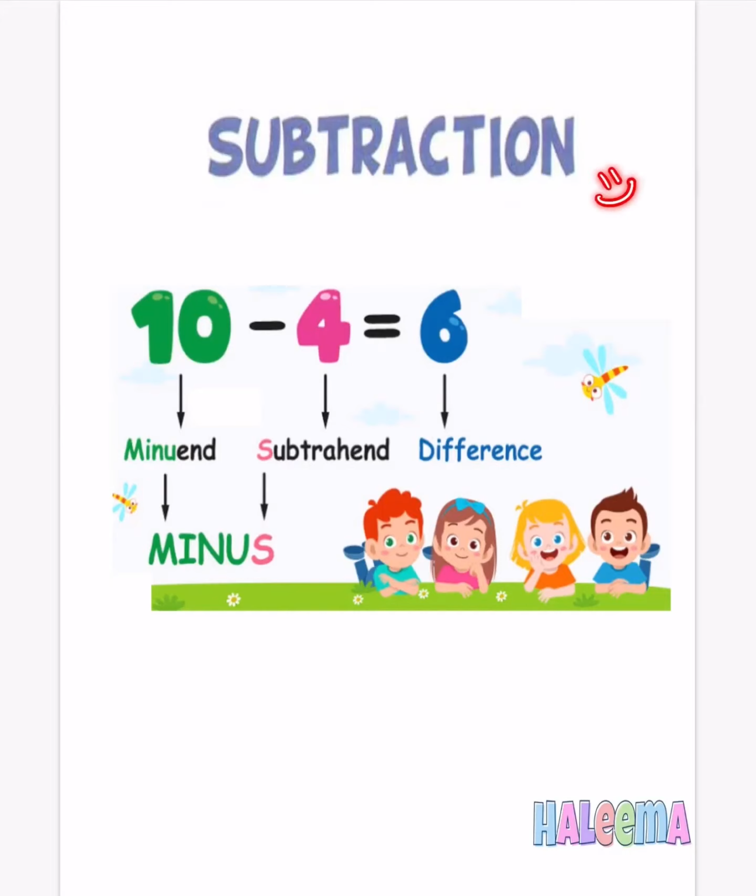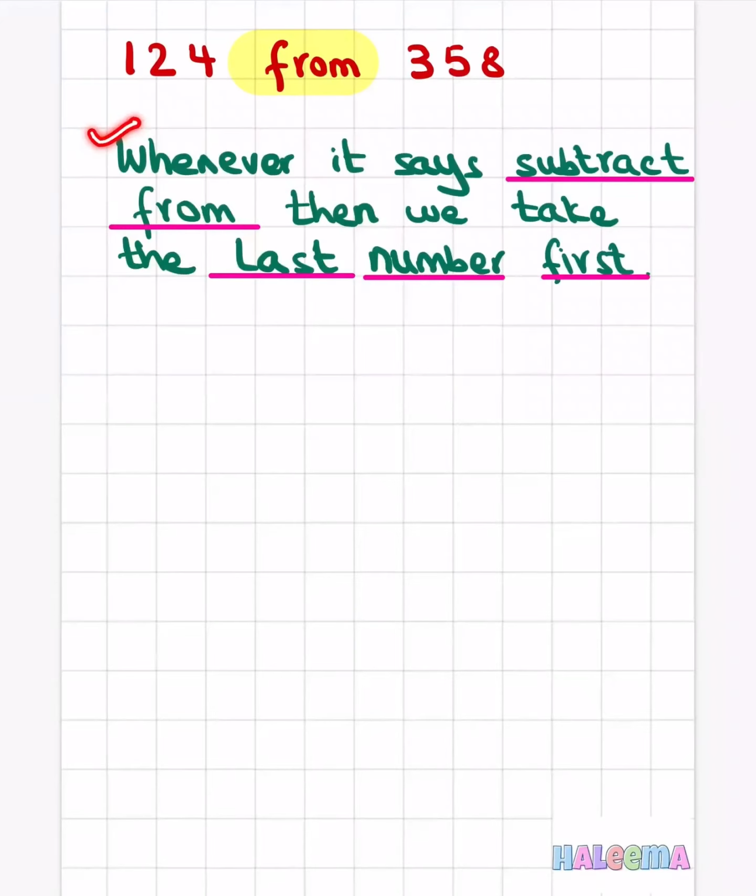So let's get started. Before we start solving sums, I'd like to clear concepts of from and difference. Look at the question. It says subtract 124 from 358. You have to remember the rule of from. That is, whenever it says subtract from, then we take the last number first. For instance, in this case, it's going to be 358 minus 124. The last number comes first, right?